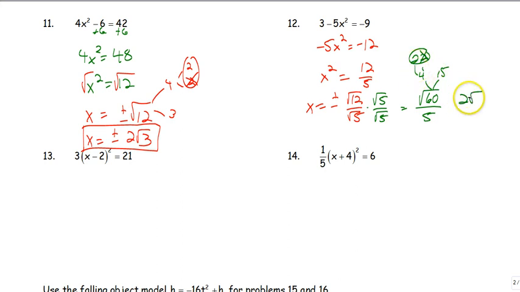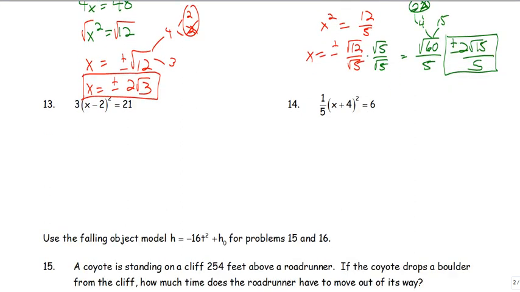So we get 2 root 15 over 5. And again, don't forget to bring your plus or minus. If you forget that in your final answer, it's wrong because there are two solutions. Okay, now, last two. This one some people get confused with because there's a parentheses.